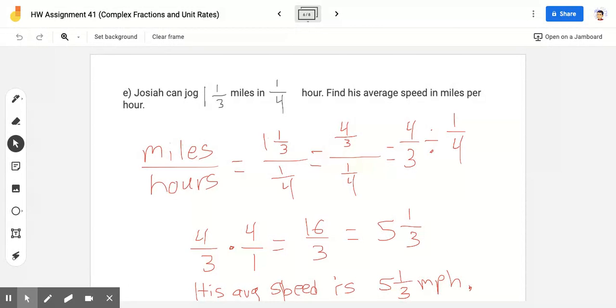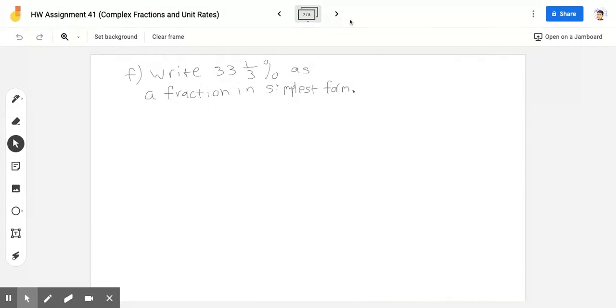All right. Last type of example, I believe that we will see. Write 33 1/3% as a fraction in simplest form. So 33 1/3% as a fraction in simplest form. Well, if we're writing percentages, I'm just going to take that 33 1/3 and divide it over 100. Let's go ahead and write 33 1/3 as an improper fraction.